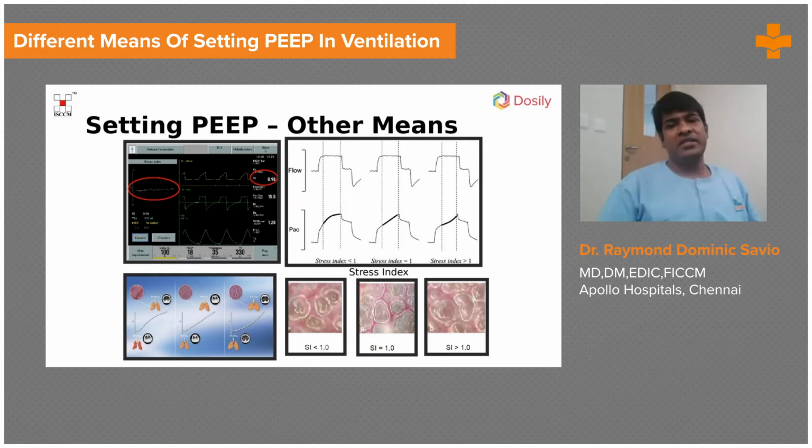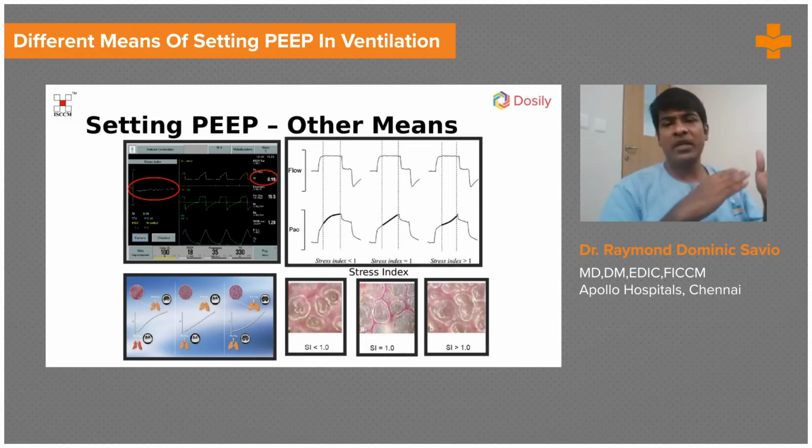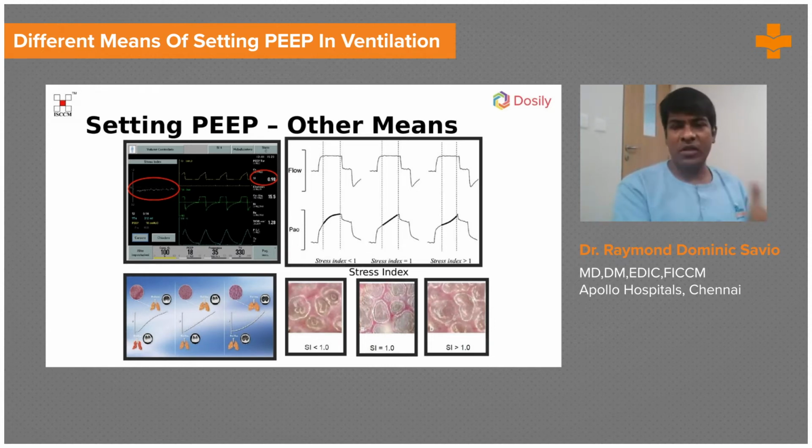Basically, the stress index tells you the tension of your alveoli. You want to have a number somewhere between 0.9 and 1.1. You will titrate your PEEP up or down to target a value somewhere around 1. 1 is what we desire to have. Something less than 1 means the alveolus is collapsed, and something more than 1 means the alveoli are over distended.